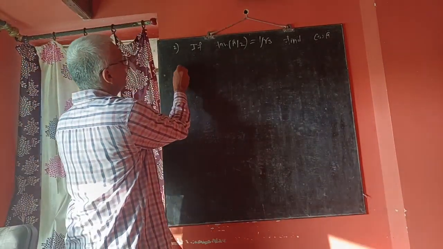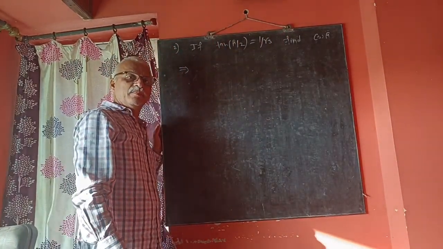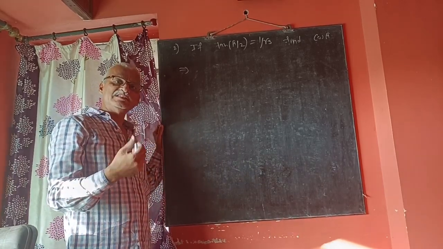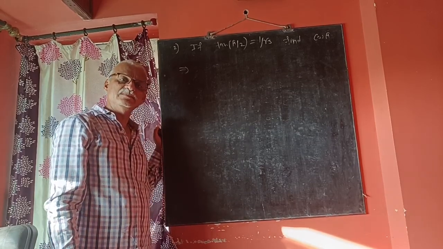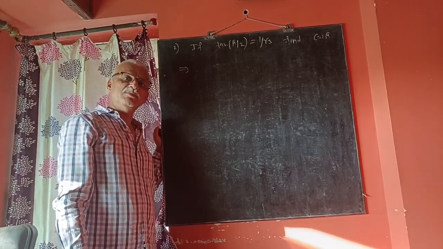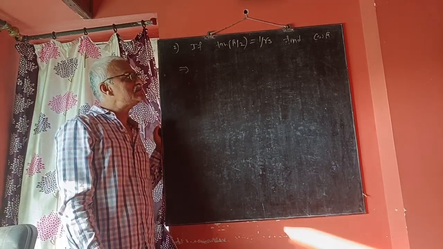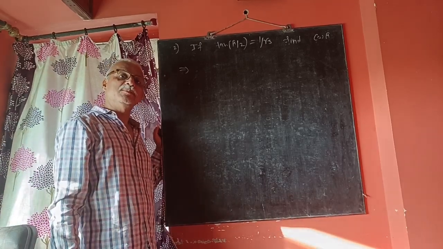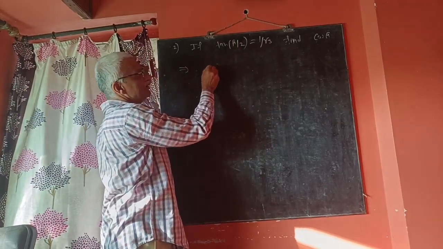Now, the formula of cos in terms of tan. There are 4 formulas of cos. One is cos square minus sin square. Second one is 2 cos square minus 1. Third one is 1 minus 2 sin square. In all these 3 formulas, there are no terms of tan. The fourth one is 1 minus tan square upon 1 plus tan square. So let us write down that formula first.